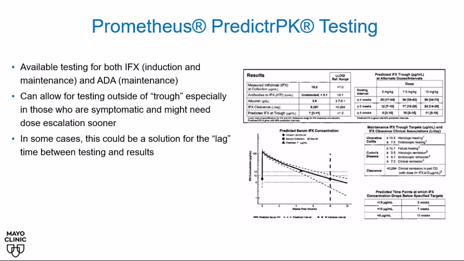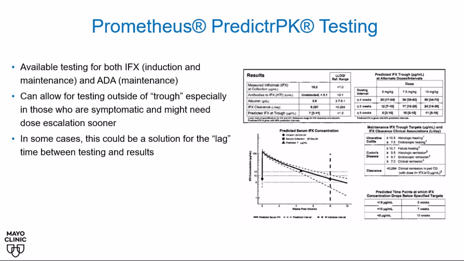What they use is predictive large language models and big models that they've built to be able to tell me if I draw the lab right now, what that predicted trough would be if that patient is on dosing X, Y, or Z, right? So if they're on 10 milligrams per kilogram every 4 weeks, 6 weeks, 8 weeks. And so this is from a real patient that I had recently, normal albumin level, no antibodies, measuring right now at week 2, a level of 16.2. And then it's going to tell me, well, if I had this patient on drug every 4 weeks, this is what the trough would be.